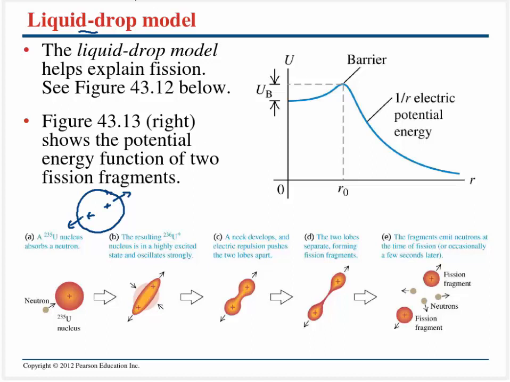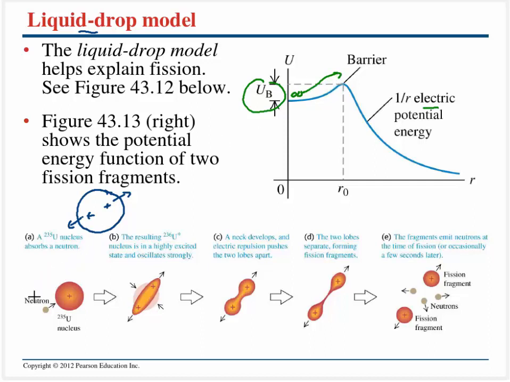So what we essentially have is we have a barrier to overcome. If we can overcome this barrier, and this barrier is kind of the nuclear strong force, then the electrical forces can take over, and an atom would be able to split. So, you know, picture these guys right over there. If you can make it over that hump, then you're good to go.